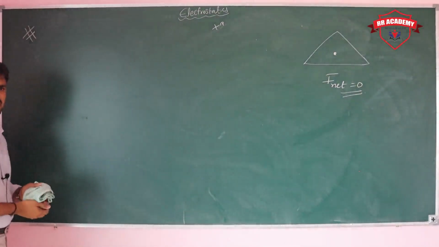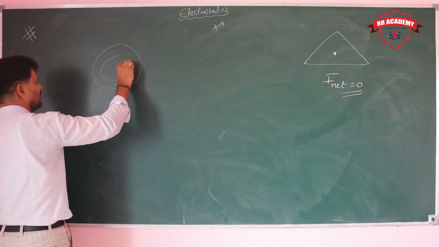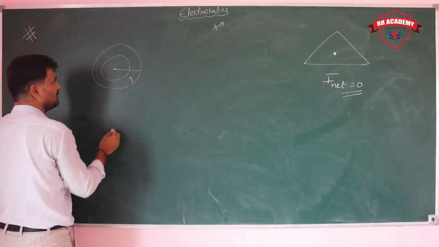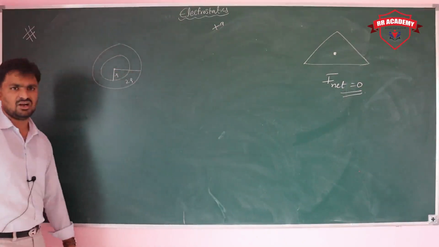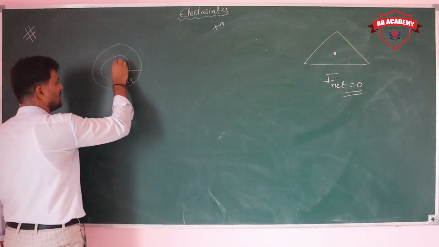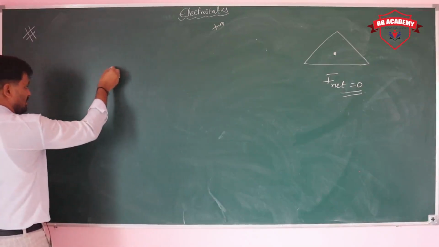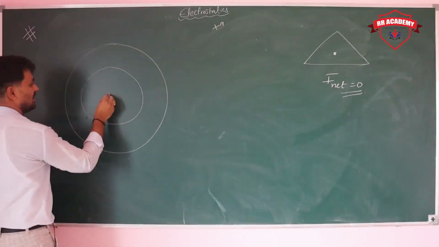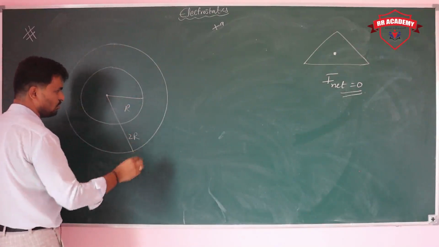See here, I am considering one circular sphere and here another circular sphere. This radius is R, and this radius is 2R. We are taking different charges. Here I am placing a negative charge. I will take a big diagram because we need to understand properly. So this is one circle and this is another circle. The radius of the first circle is capital R, and the radius of the second circle is 2R.